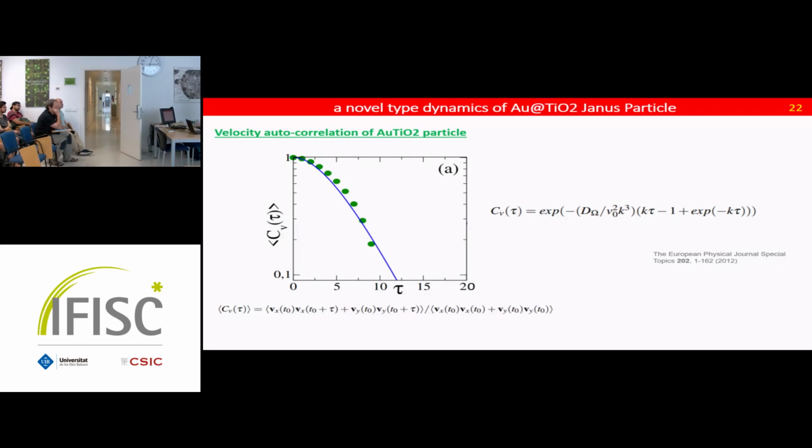We are extracting all the parameters, like D omega, the fluctuation in omega in the experiment, and the self-propulsion speed. Everything is extracted from the experimental data. The only thing we are fitting is the kappa relaxation. So one can tune the kappa and fit the velocity autocorrelation, and it goes very well with the double exponential.